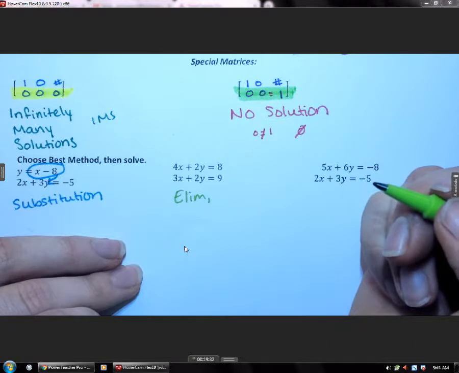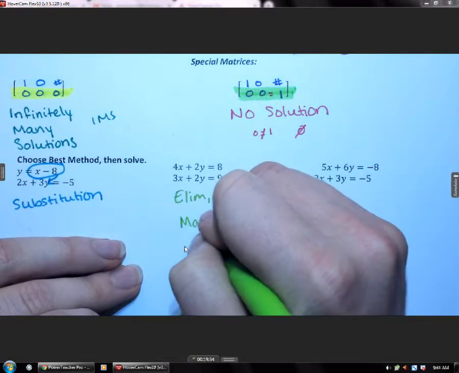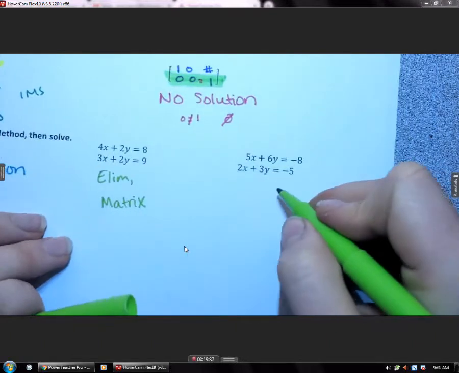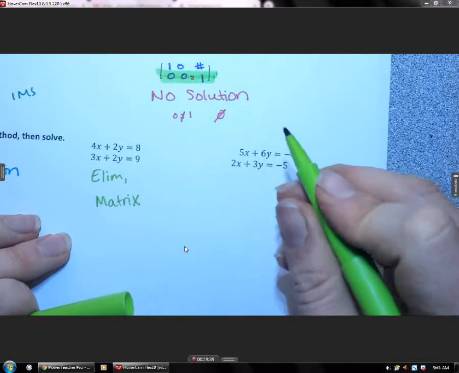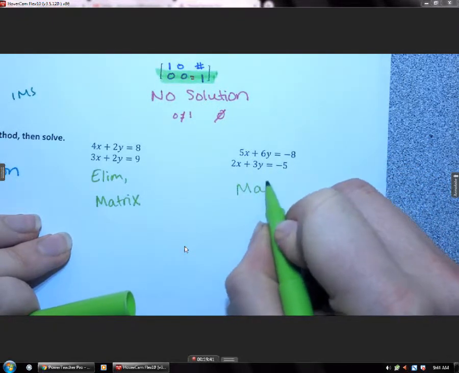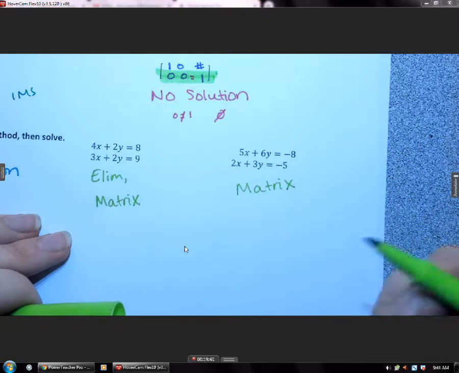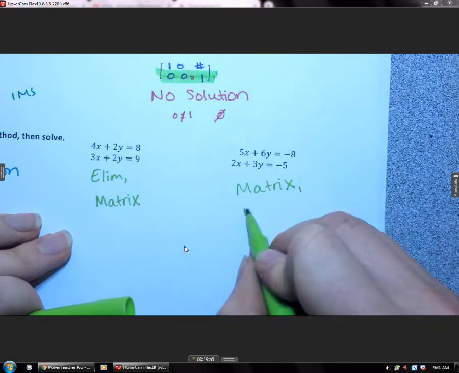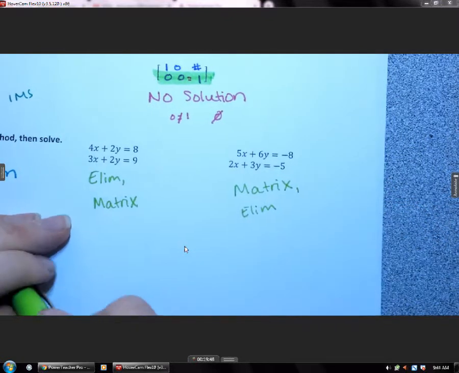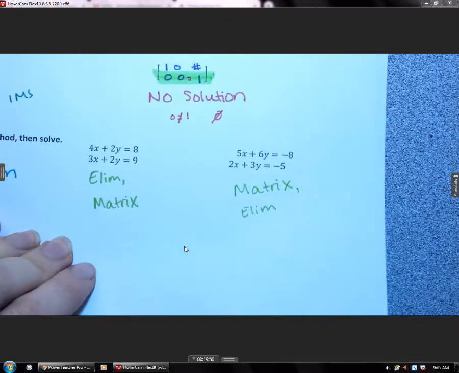On the homework, yes, but right now, no. You could also use a matrix. How about this one? This would be a matrix. You could do elimination too. But I like using matrices. If you're a person who hates calculators, though, you're going to want to use elimination.